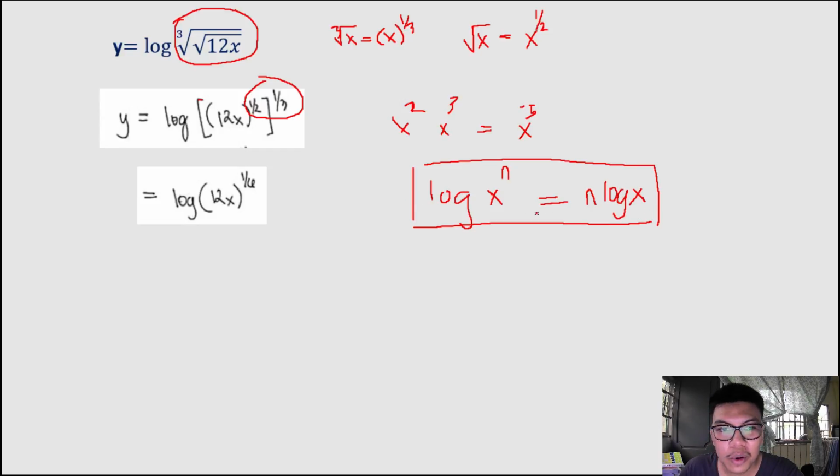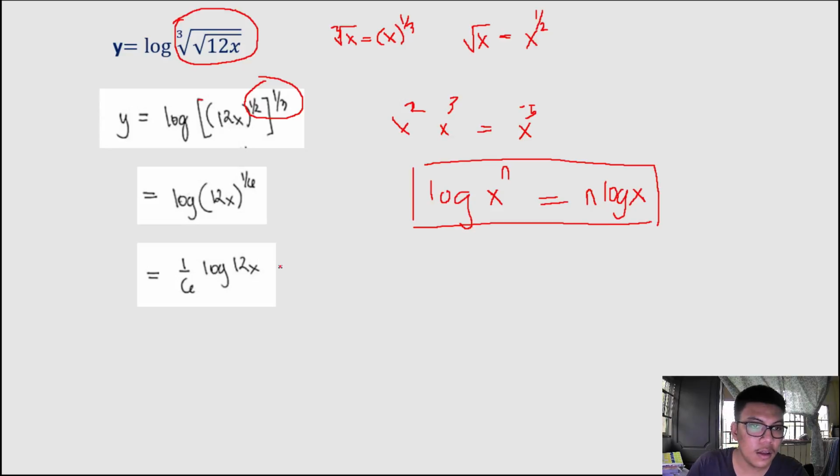Review lang ng properties ng log. So, now, we can bring down 1/6 or multiply it to log 12x. So, we have 1/6 times log 12x. Then, now we can get the derivative of 1/6 log 12x.